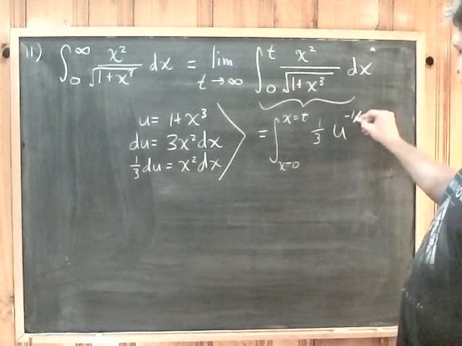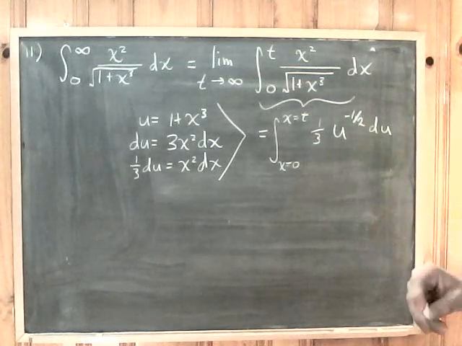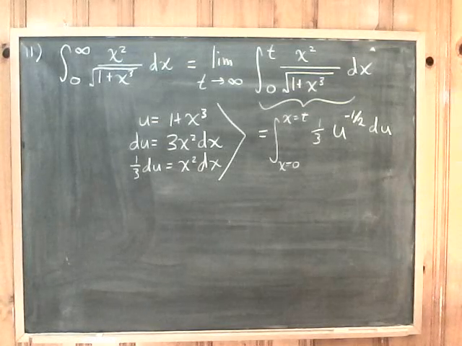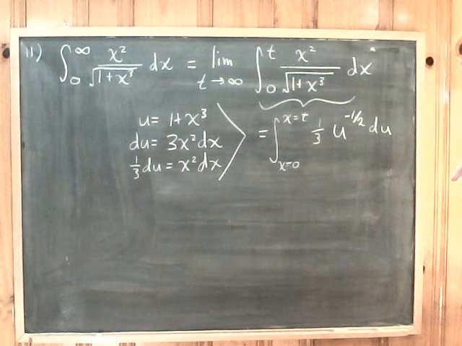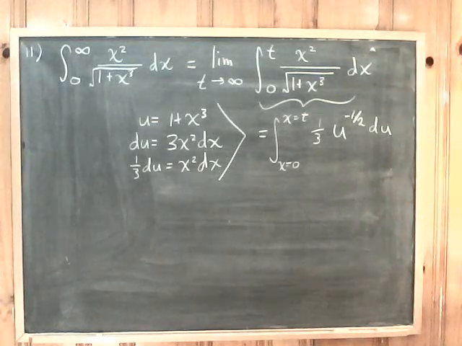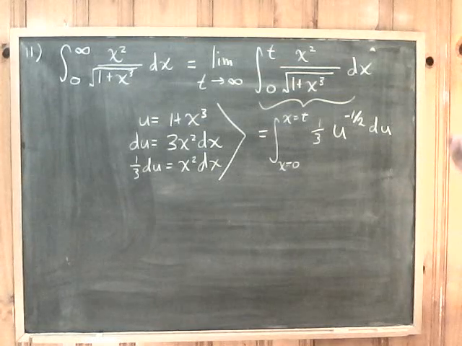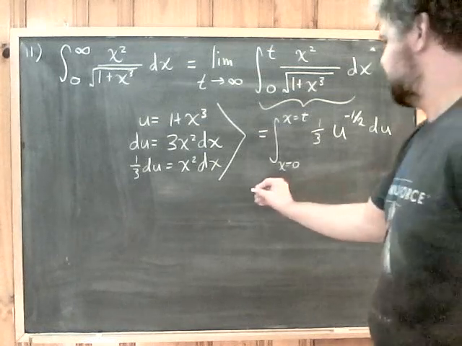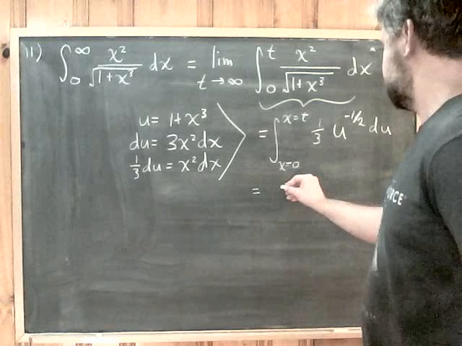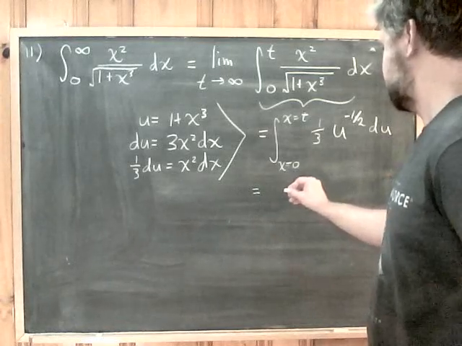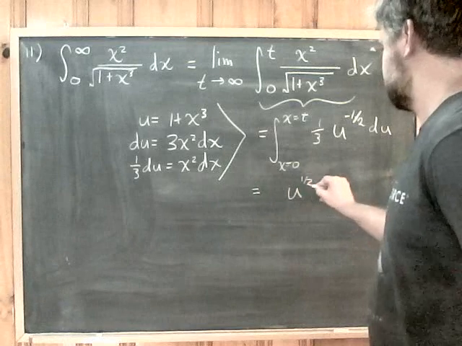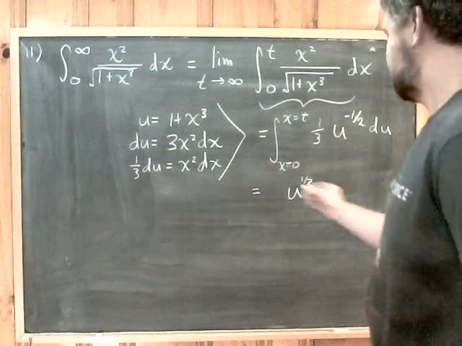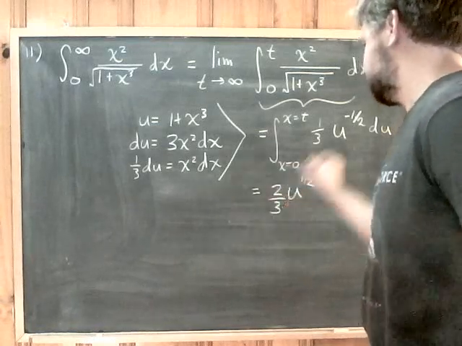Negative 1 divided by 2. And you can take another step in between there if you need, and write the square root as positive 1/2, but in the denominator, so it's negative 1/2. All right, and then this lets me do the antiderivative. So I get u to the positive 1/2, adding 1. Then divide by 1/2, so times 2. So there's a 2 and the 3 from the 1/3 there.